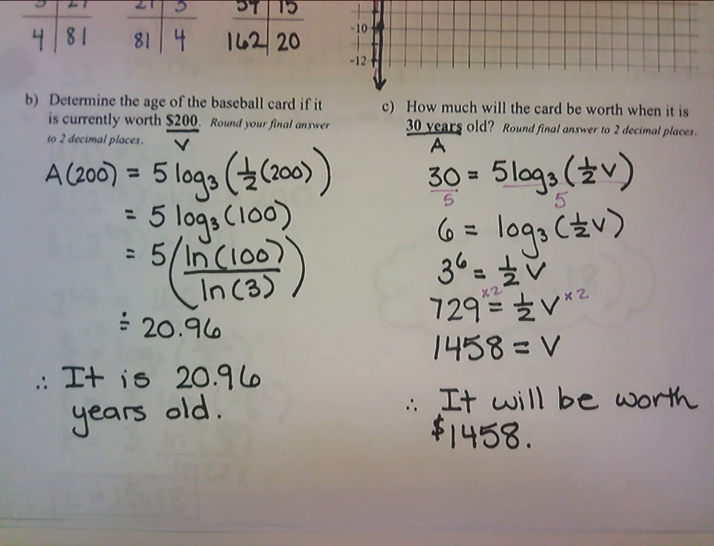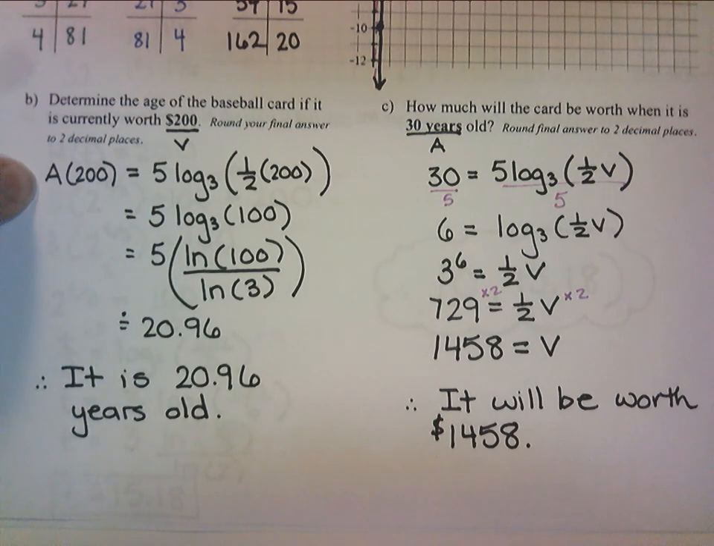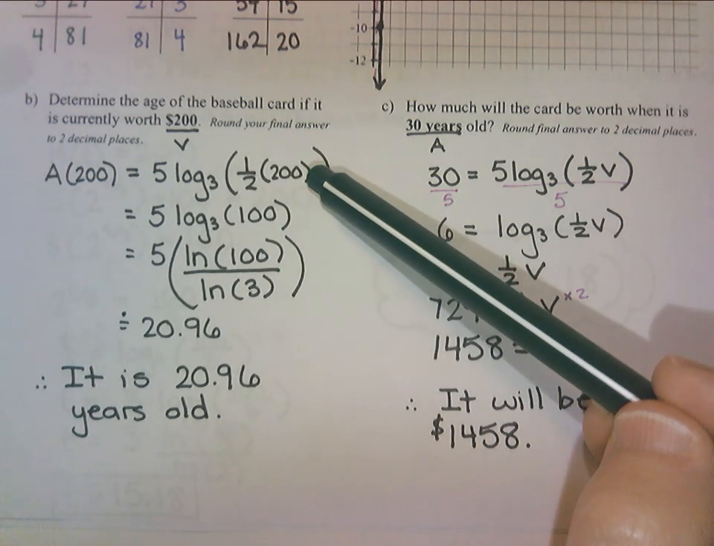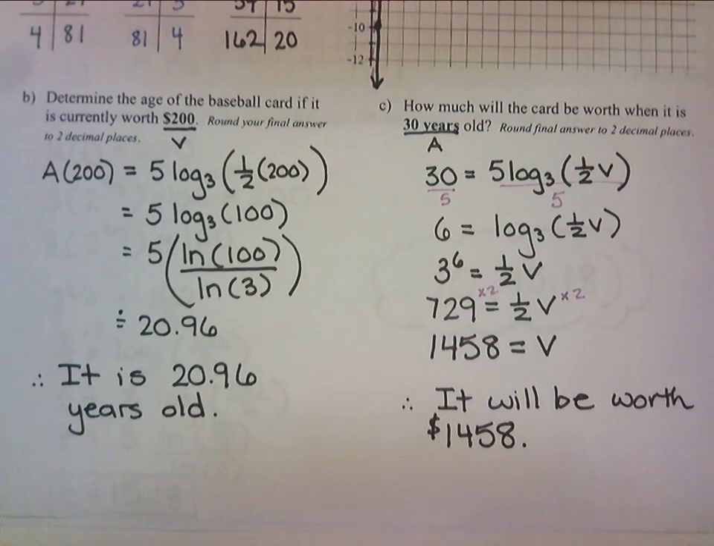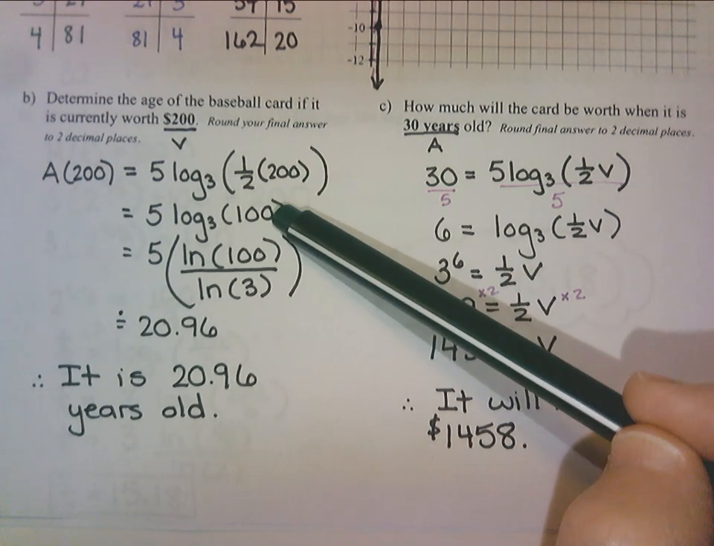So in the question we have A and V. A is the age, V is the value. So the $200 would be my value. So I took the equation A of V, and everywhere I saw a V I put in 200. And then I said it was 5 times log base 3 of 1/2 V, so I put in the 200 for V. 1 divided by 2 times 200 is 100.